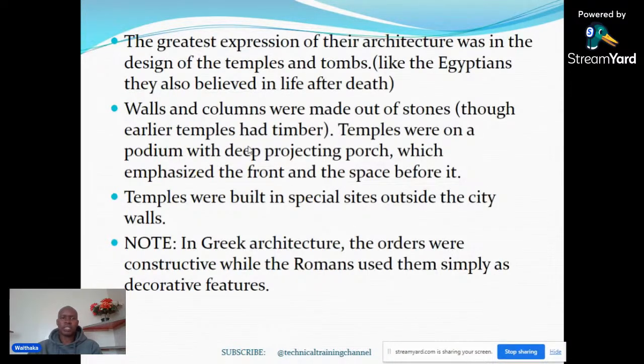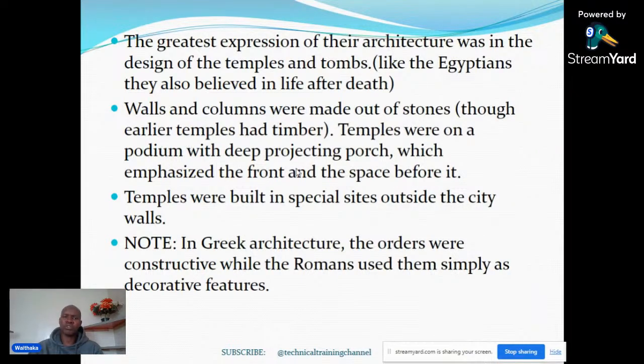Then we're also saying that the greatest expression of their architecture was in the design of temples and tombs. Just like the Egyptians, they also believed in life after death, and that's why they were also interested in the temples and the tombs, as a reaction to their cultural and religious beliefs. Then walls and columns were made out of stones, though earlier temples had timber. Temples were on a podium with a deep projecting porch, which emphasized the front and the space before it.